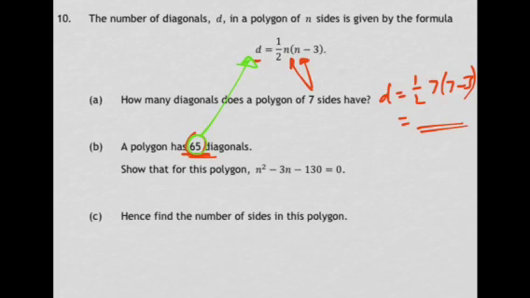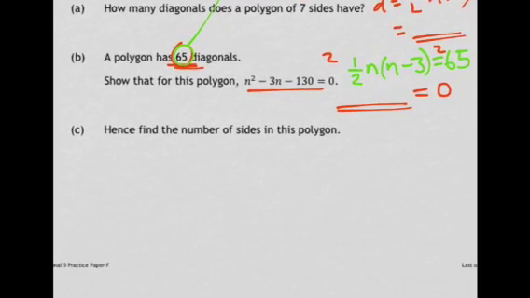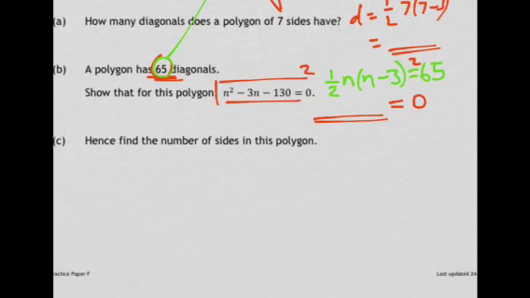So you're going to have a half n times n take away 3 equals 65. Now if you get rid of the half by multiplying everything by 2, and then get rid of the brackets, and then bring everything over to the left hand side, so that side is 0, you should get the formula that it says. And then part C, hence find the number of sides of the polygon. What you have to do for that is you have to take this formula, whether you can do the first part or not, take this formula, n squared minus 3n minus 130 equals 0, and solve it.